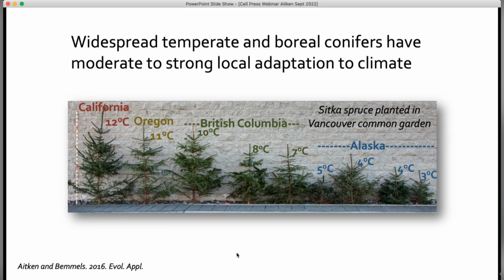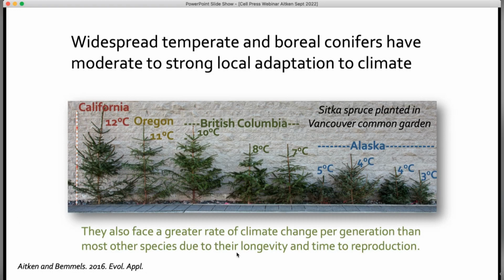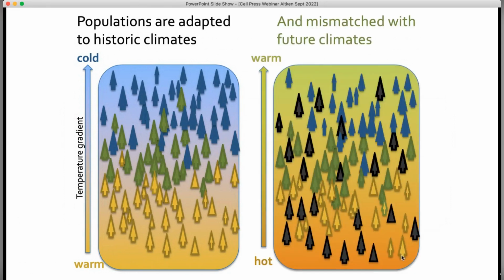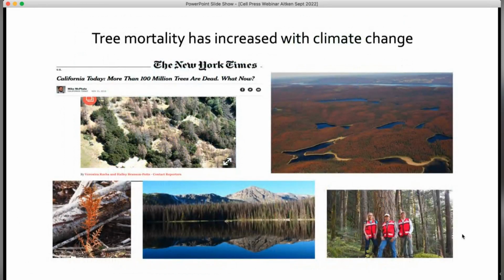Now, the problem for trees is that the rate of climate change per generation is very high because of their longevity and their time to sexual reproduction. So we've got populations adapted to historic climates, and as local climates change, those populations become mismatched with future climates. And we've already seen tree mortality increasing with climate change, especially in Western North America.